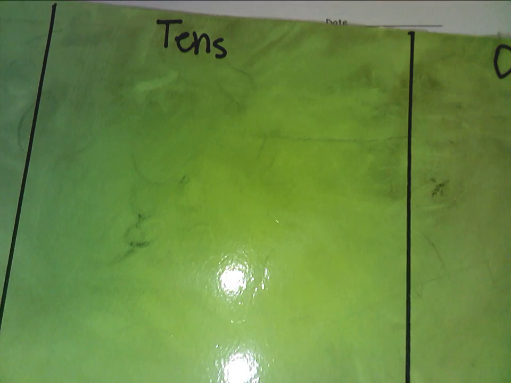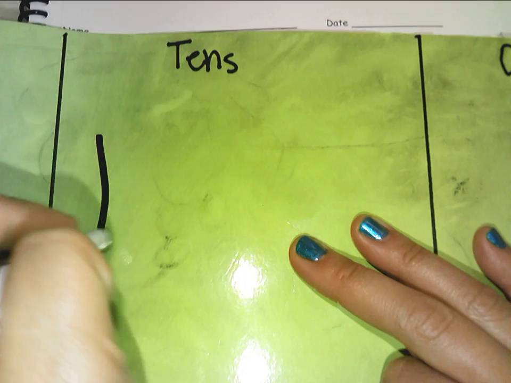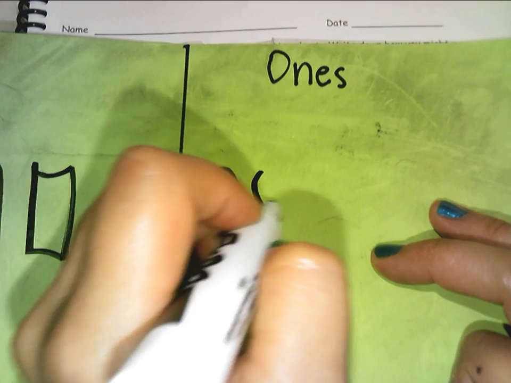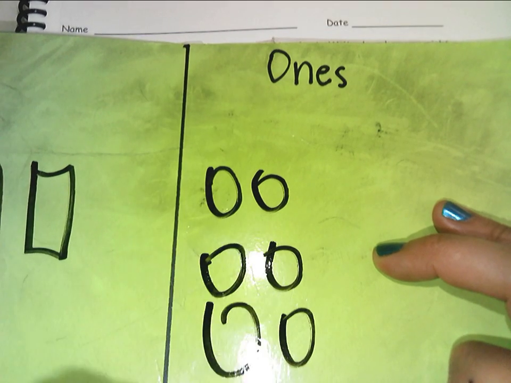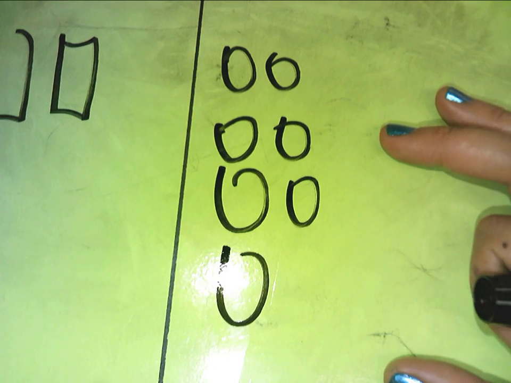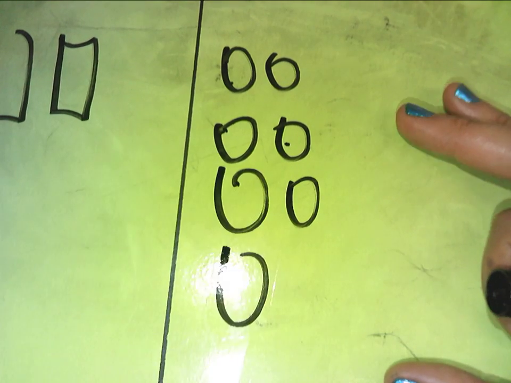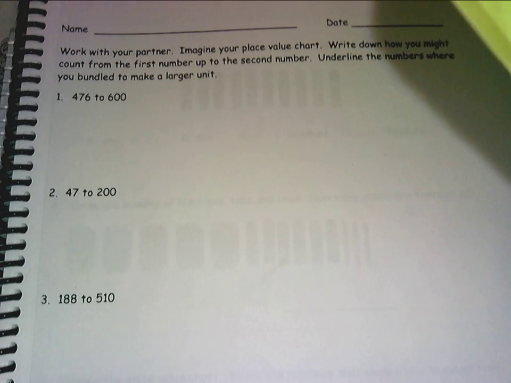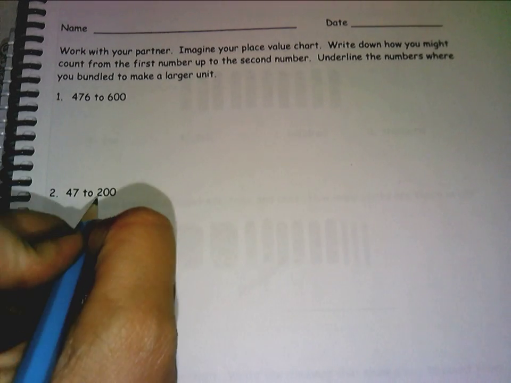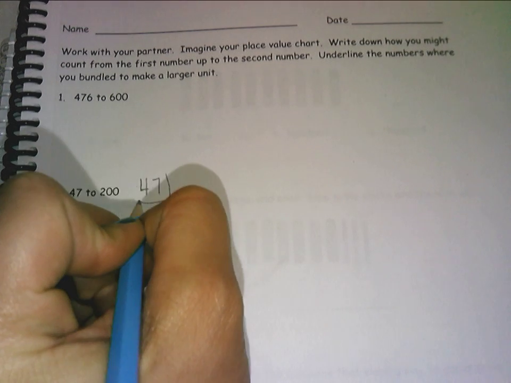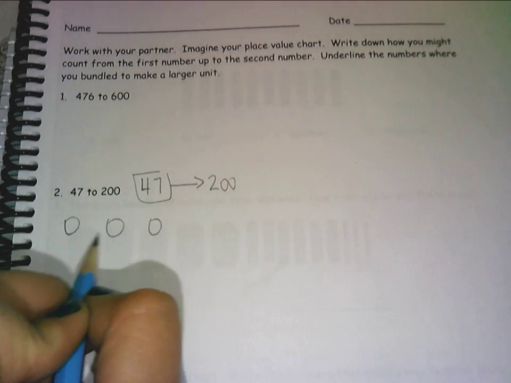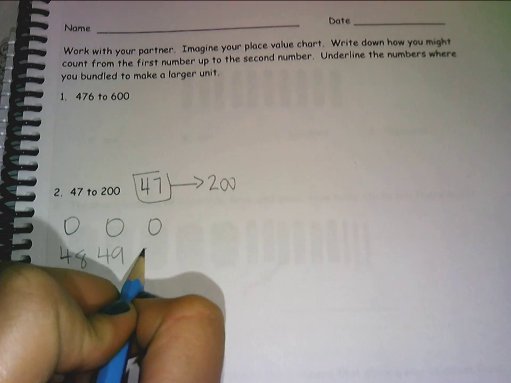So you would draw 4 tens and 7 ones. You can even do it kind of like a 10 frame, right? 1, 2, 3, 4, 5, 6, 7. Now you need to get to that happy benchmark number. So on your paper, you can write 47 to 100. You write 48, 49, 50. That would be your happy benchmark number.